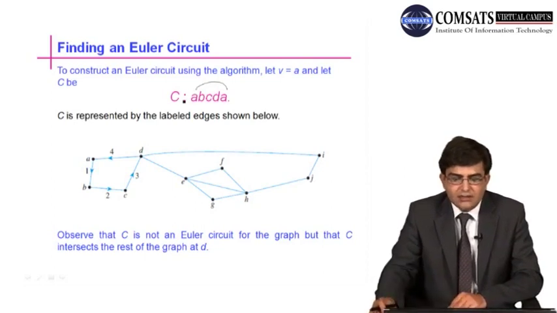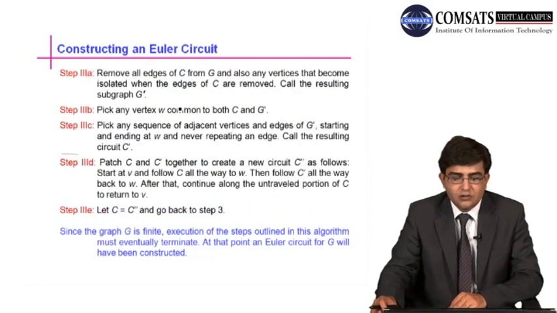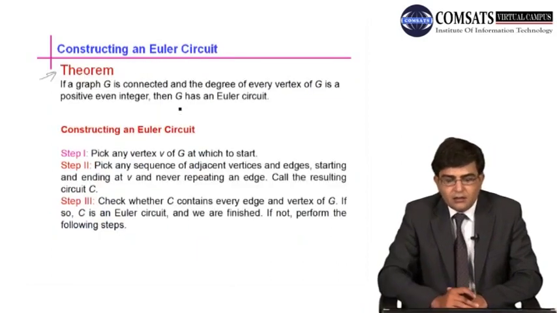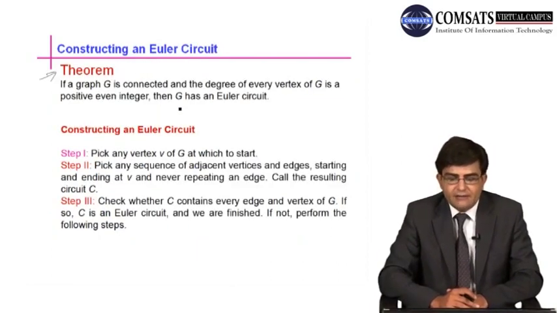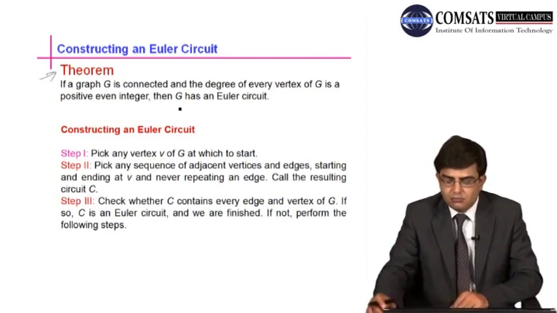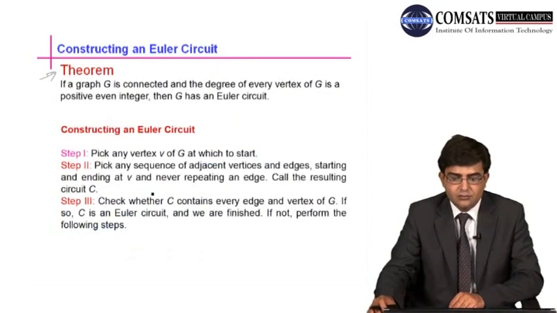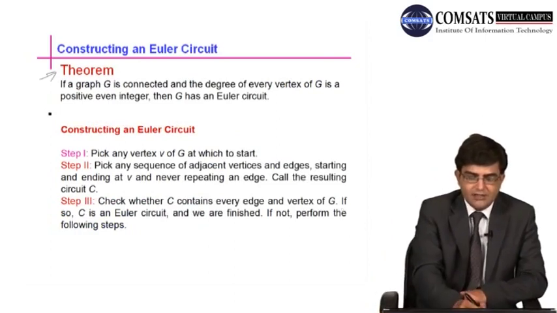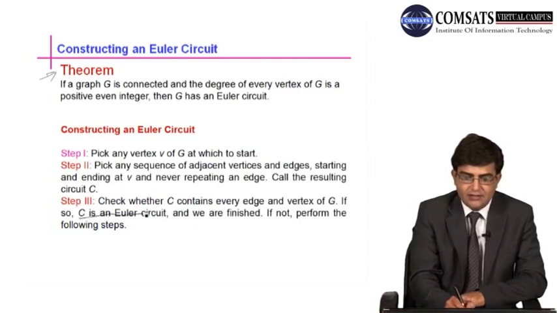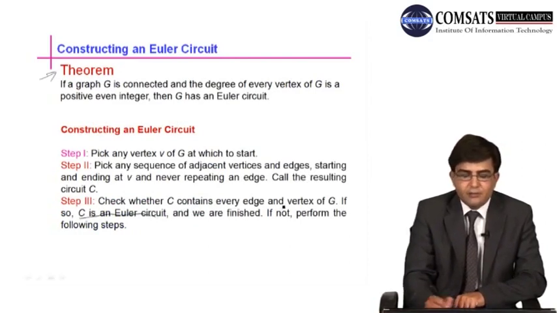Now the third step. What was the third step? Check whether C contains every edge and vertex of G. No, because still here we have used 4 vertices and 4 edges, and there are a lot more vertices and edges which are not being used in this circuit C. So what do we do next? If C is an Euler circuit, we have finished. If not, perform the following steps.